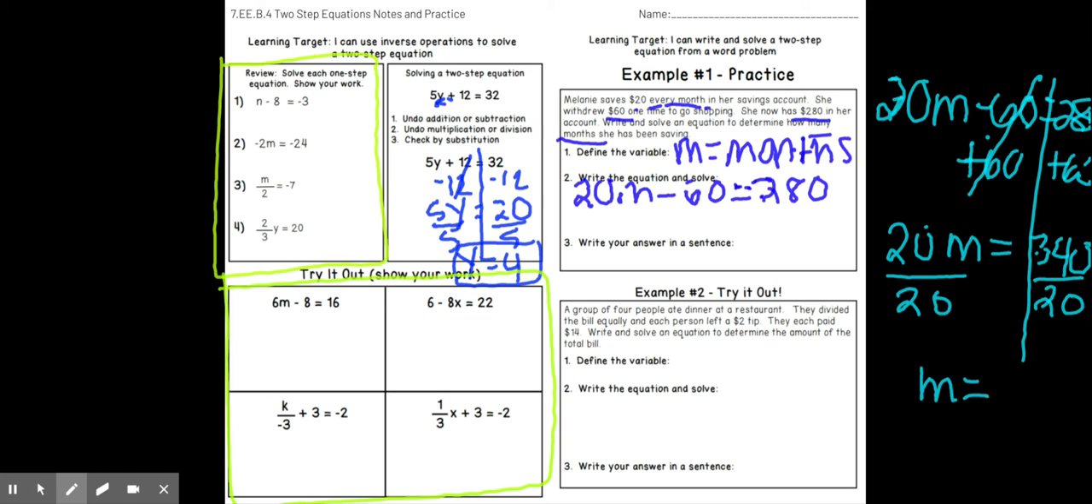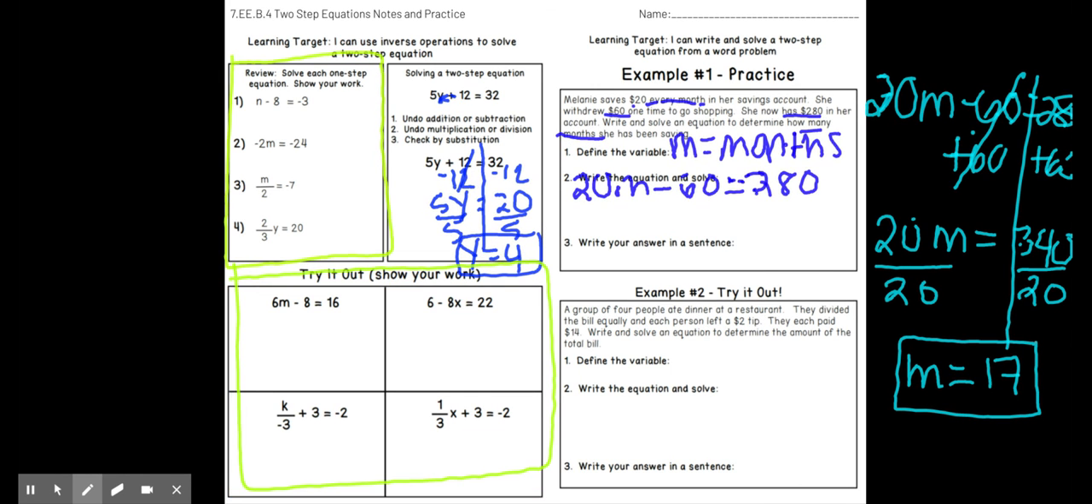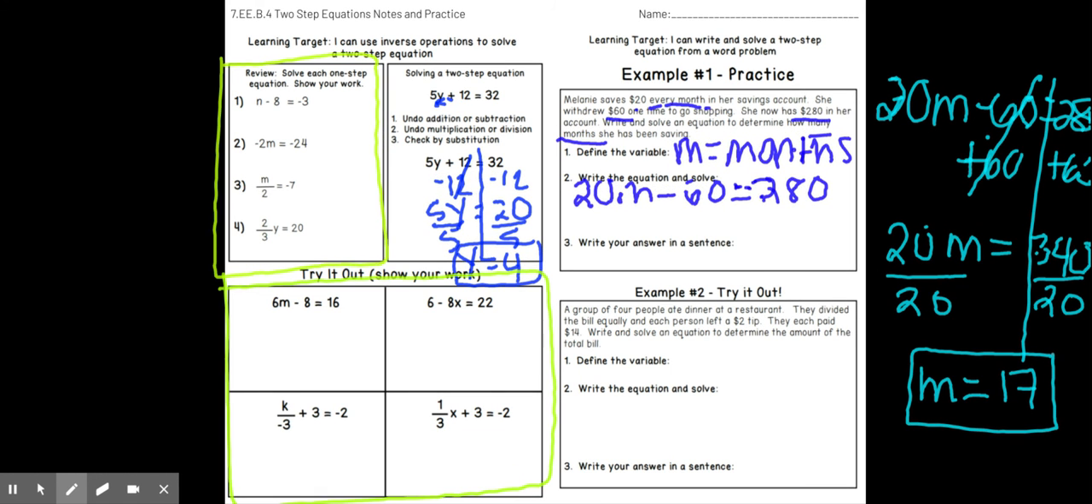And then I'm going to have you do this math too. We have 340 divided by 20. So I'm going to give you a minute. I want you to figure out, what is 340 divided by 20? It is 17. So now that I've solved, I know that m equals 17. That's my answer. And now what I need to do is I need to write it as a sentence.